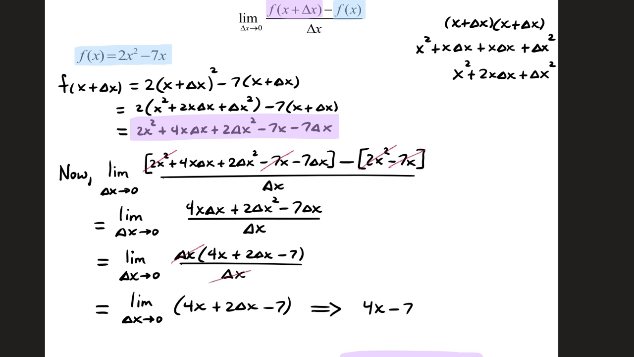delta x minus 7. This term in the middle, because delta x is going to 0, will go away, leaving you 4x minus 7. 4x minus 7 is the derivative or rate of change for any x value of that original function highlighted in blue.